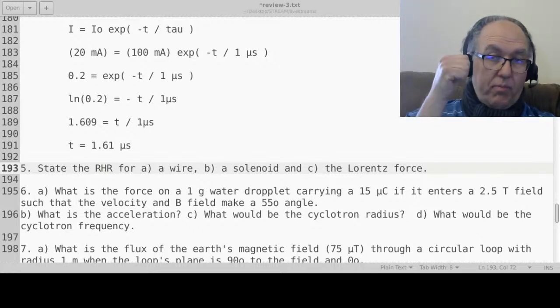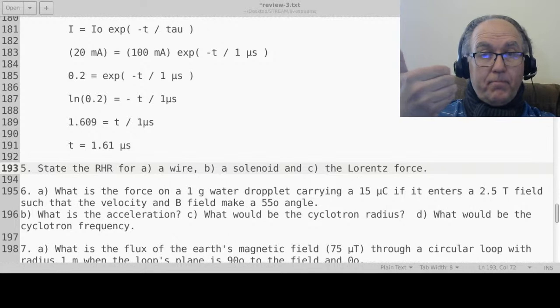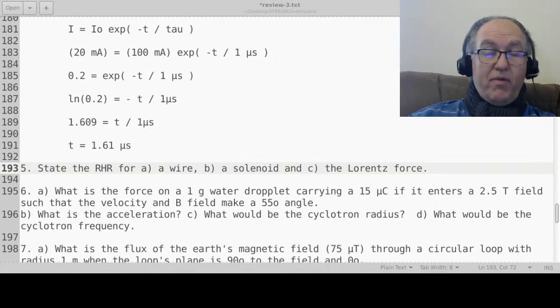Point the thumb of the right hand in the direction of the positive current, and the fingers will point in the direction of the magnetic field. In other words, they'll point north. Just to be very clear.